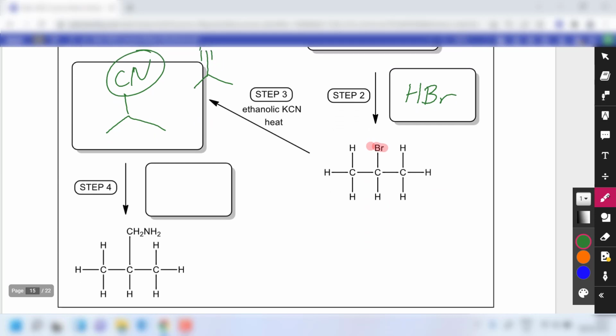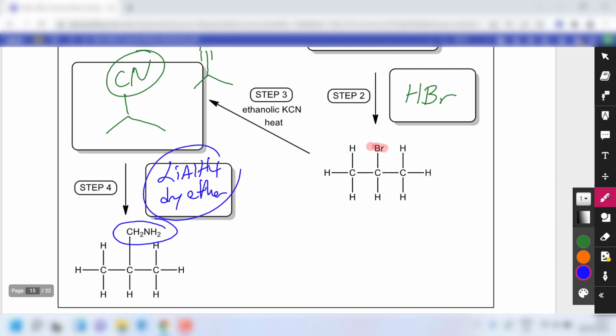And then for step 4, you notice that the C≡N is being reduced. So of course what we're going to have here is lithium aluminium hydride in dry ether. So remember, no warming is required.